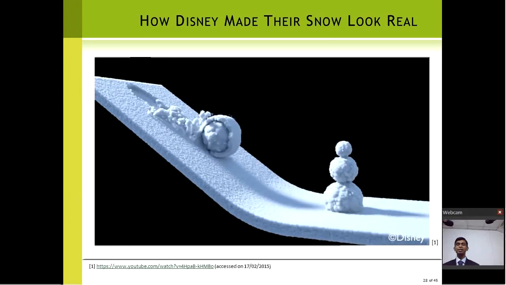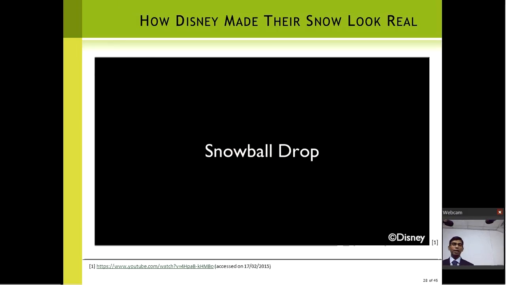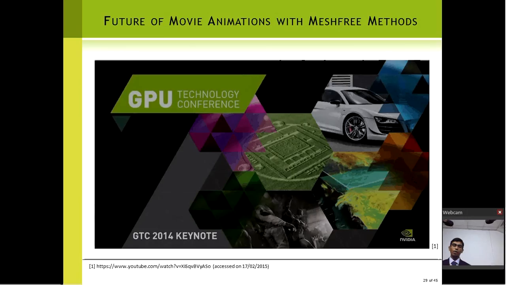So Disney uses these for their movie effects currently, and this is the final video I'm going to use for today's one. This is a GPU processing technique. It's a key conference held last year. The keynote speech, I'm going to use about 5 minutes from that speech, which is, I believe, very important. It highlights the importance of Meshfree methods in how they are used for the latest movie animations.